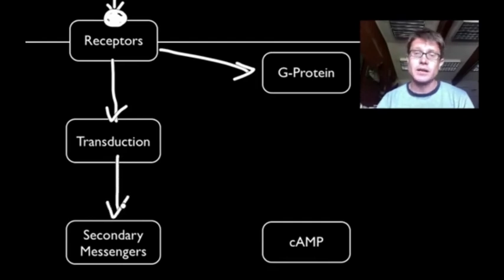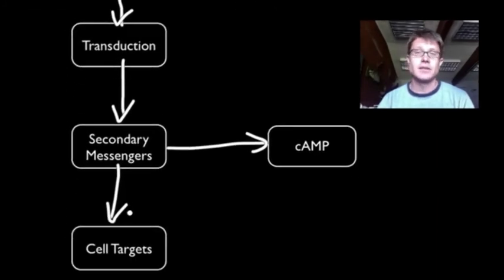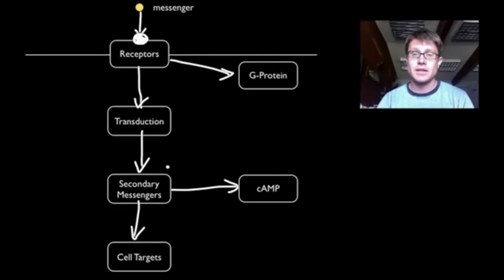We use what are called secondary messengers. The one that I'll give you an example of is called cyclic AMP. It's a very common messenger in cells. And then that'll eventually target the cells. In this case, it's going to target cells in the liver, and it's going to make them release glucose from glycogen. And so that's kind of a signal transduction pathway. It starts with a message, and then it eventually has some kind of a target within the cell.